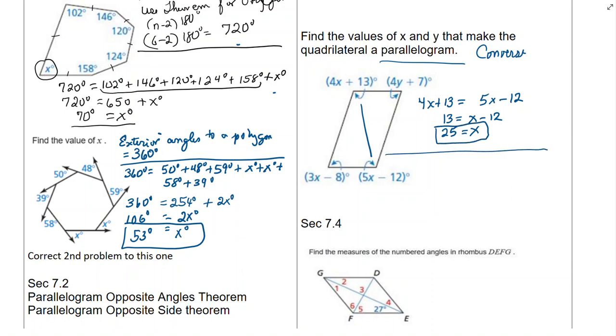Then I'm going to do the next one, which is this group right here. On this one, I have 3x minus 8 has to equal 4y plus 7. Well, I'm going to use what I've learned about the value of x. I'm going to do some math, nothing major, and you have a calculator.